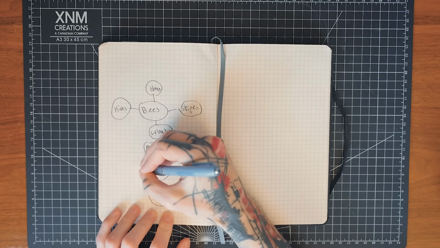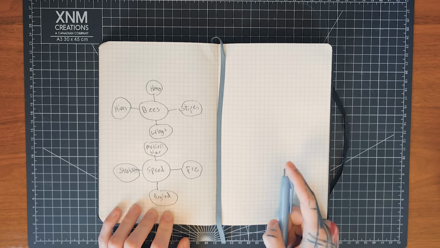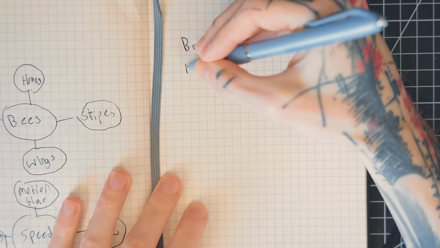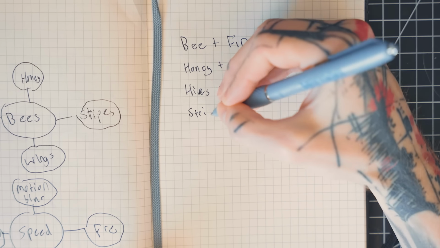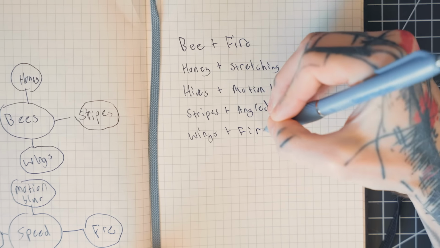Really what we're doing is just taking words that we would use to describe the brand that we're making and then just breaking them apart, expanding upon them. And once you've done this with a few words, you can then start combining a couple of them. So maybe we connect the words fire and bees, that's an idea right there. Or maybe it's honeycomb and motion blur. So really, you're just combining the different words and seeing if anything comes to mind.